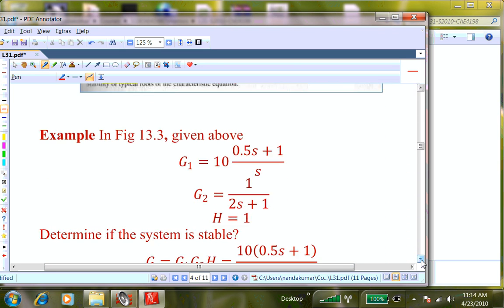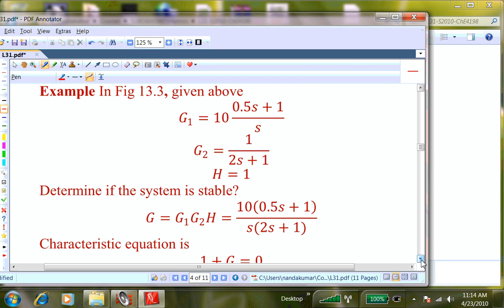Okay, let's do a few examples. Okay, here the same problem, G1 is 10 times 0.5 s plus 1 over s, G2 is 1 over 2 s plus 1, H1, the dynamic measurement is simply 1. Now, let's talk about this. Is it a first order system? What is the order of the system?